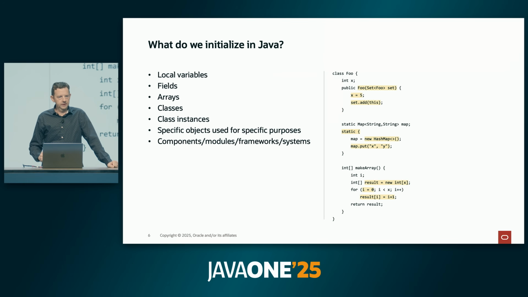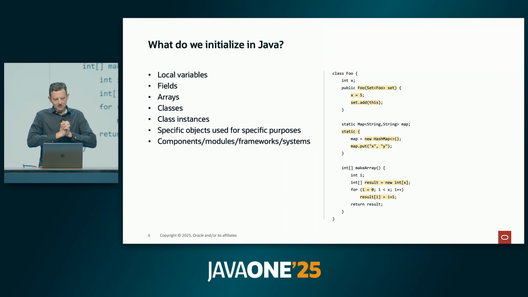Quickly, what are sorts of things that we initialize in Java? Lots of things. Variables, including local variables, fields, arrays, and classes. In the example on the right there, you can see some examples of all those different kinds of variables and examples of initializing them. We initialize classes. We initialize class instances. And that's sort of an aggregate of multiple variables being initialized.